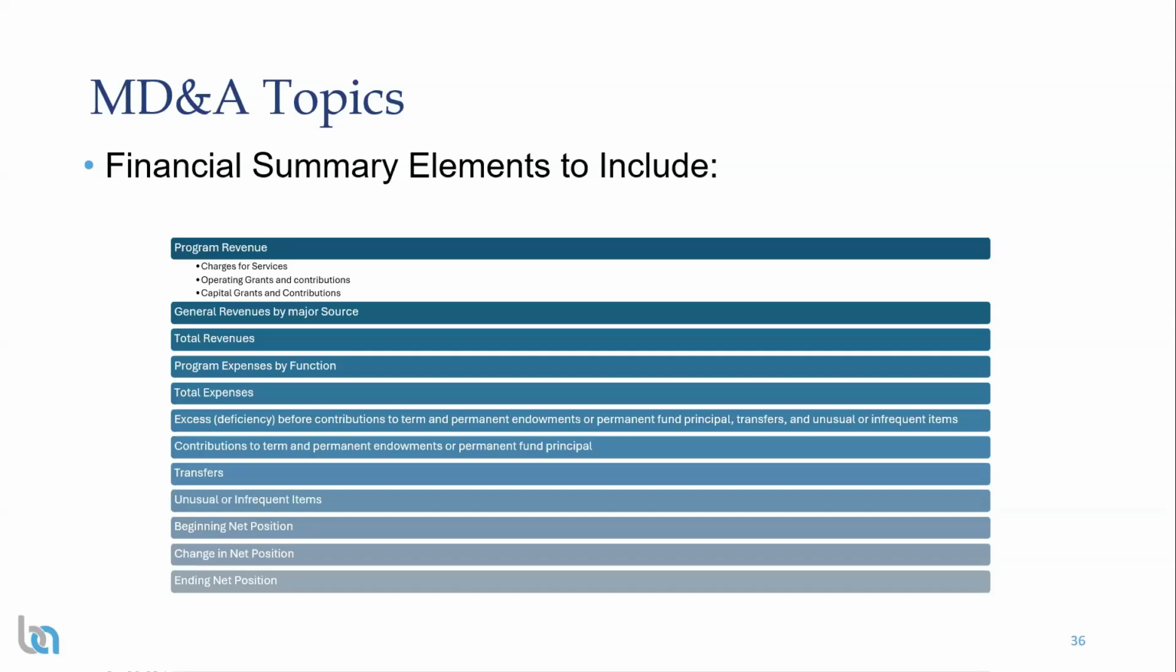So that's a discussion topic we have. And then your beginning balance, changes in net position, and ending balance. So those are the categories that you should have in your table in the MD&A that compares the prior year to the current year. Those are the minimum that you're supposed to have.